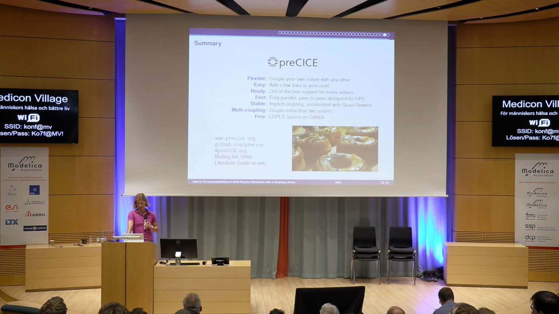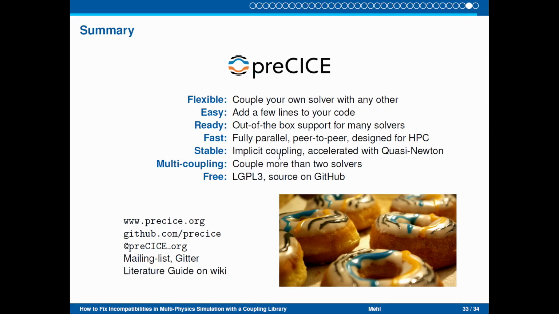It's fully parallel. It has an implicit coupling acceleration, and you can also couple more than 2 solvers. So if you have 3 fields, you can also do that. I didn't have a good example here. We only have academic ones, and I think we had enough academic examples here. So with that, I'm done with my talk and looking forward to your questions.